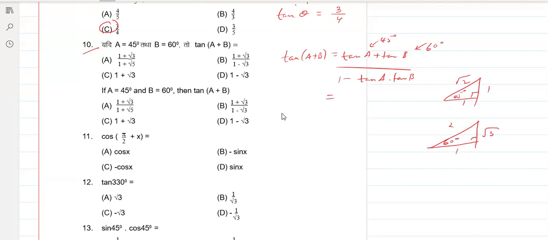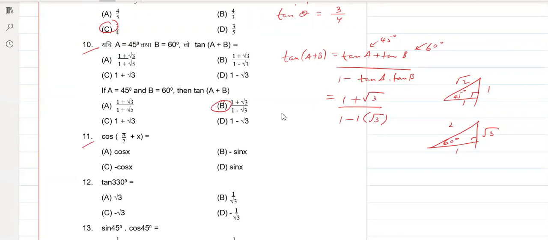So tan A, tan of 45 is 1, plus tan of B, which is tan 60, is root 3, over 1 minus tan A times tan B, which is 1 times root 3. So the correct solution should be 1 plus root 3 over 1 minus root 3. Right, the correct solution should be B.